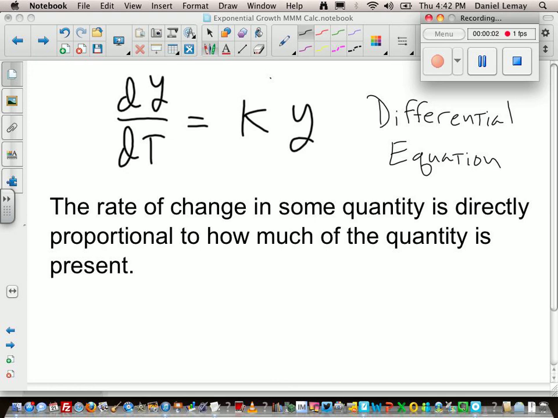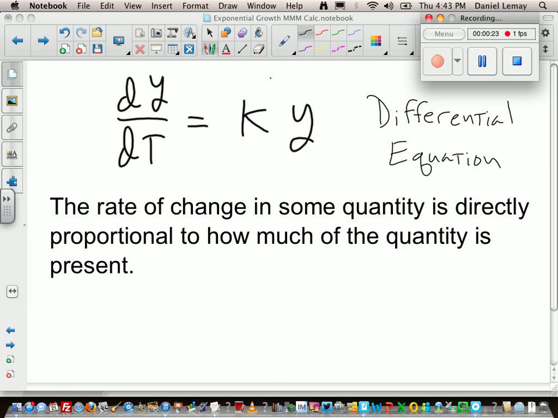Okay, so differential equations, exponential growth. This is a biggie on the test. They'll probably throw at least one free response question at you, in addition to some multiple choice. It tends to be a problem area, so that's why we're going to spend some time on it this week.